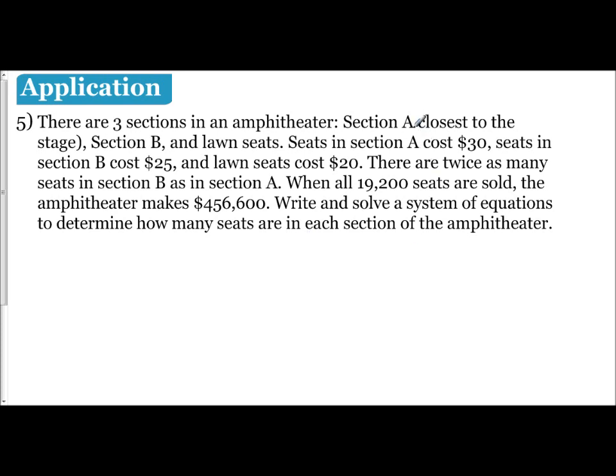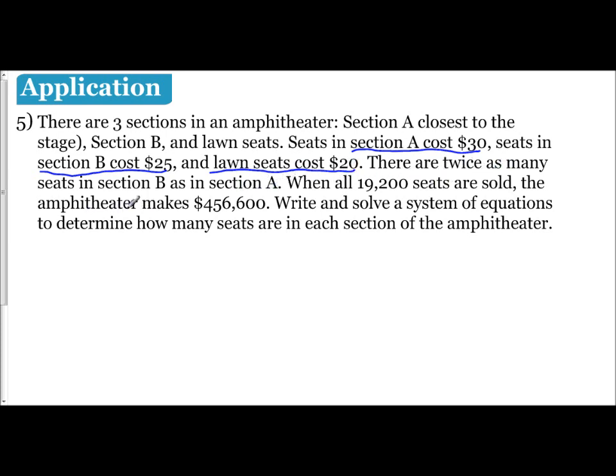So we want to find how many seats in Section A, B, and the lawn seats. The first thing we need to do is create our system. So I'm going to look for units that line up, units that match. The first thing I see is seats in Section A cost $30, Section B costs $25, Section C, you can call the lawn seat Section C, costs $20. So I'm going to let A be my number of Section A seats, B my number of Section B seats, and C my number of lawn seats.